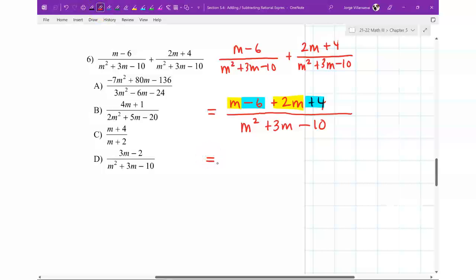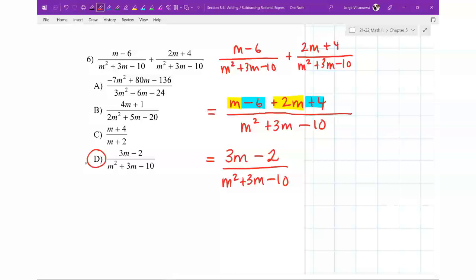So here we go. m plus 2m, that's 3m. And negative 6 plus 4, that's a negative 2. And then I'm going to check my answers to see if one of them is there, and that's going to be part D. So notice I didn't even have to factor anything. I just had to combine stuff. Okay, so yeah, they look like it's going to be difficult to do, but it was still just the same thing. Put them together, simplify, done.